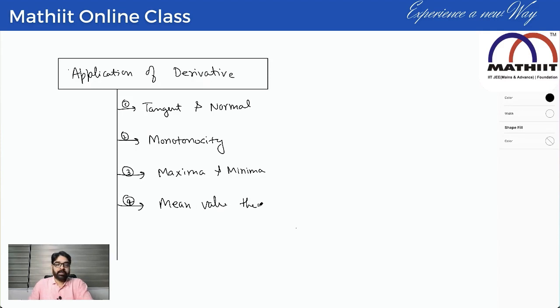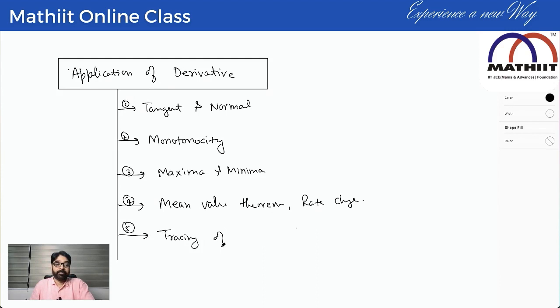and rate change. Be clear, rate change is only from the JEE Main point of view, not for JEE Advanced. For JEE Advanced, the mean value theorem is very important. That we'll see in detail. Rate change is a little bit there for board examination and your JEE Main point of view. And the last one is the tracing of curves.